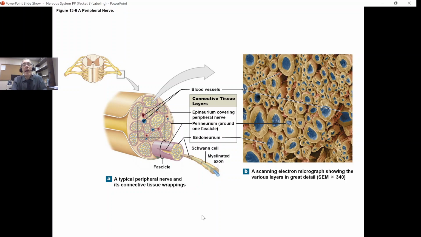So if you remember, we actually did something similar to this when we looked at muscle tissue, right? Remember we had the epimysium surrounding the entire muscle, and then the perimysium surrounding the fascicles, and the endomysium surrounding the individual muscle fibers. It's the same thing. We're just changing the name from mysium to neurium, right? Okay, so that concludes this lesson on how the spinal nerves are formed and coming from the spinal cord.